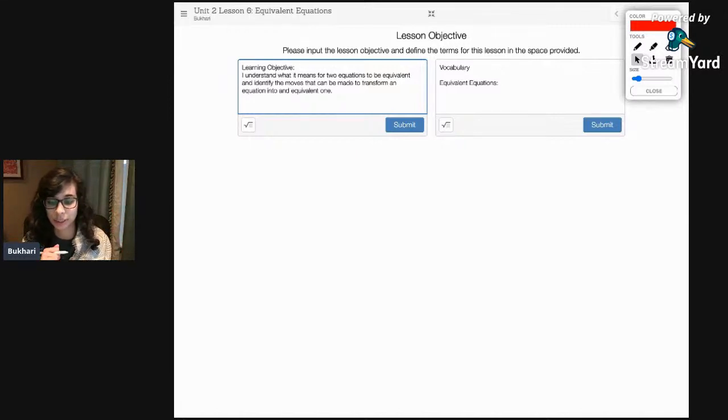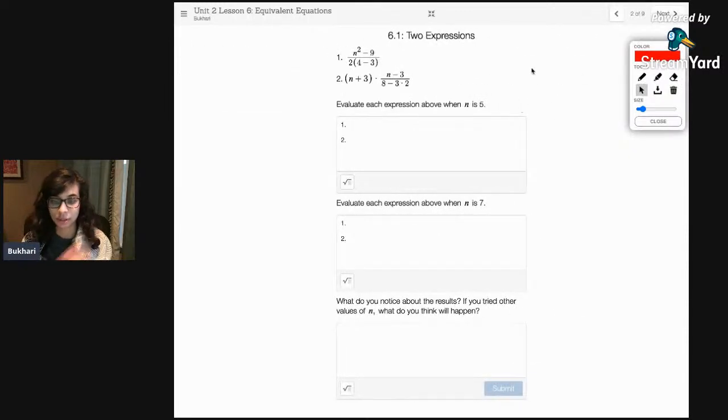So our vocabulary word today is equivalent equations, and I'll talk about that in a little bit. For your first activity, you are taking a look at two expressions that I gave you, and you're going to evaluate the expression when n equals 5 and then when n equals 7. We'll go through when n equals 5, just as a little bit of math review and practicing our order of operations. And then you're going to take a look at what is happening in the results, right?